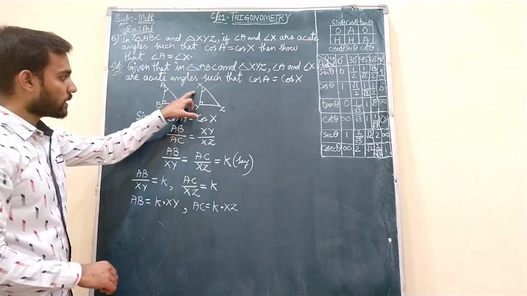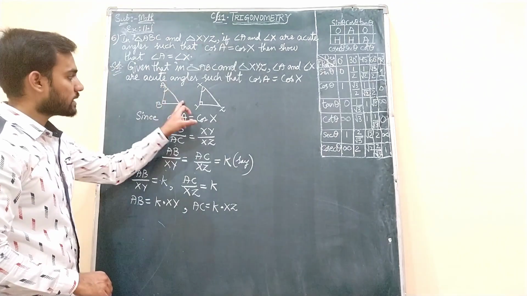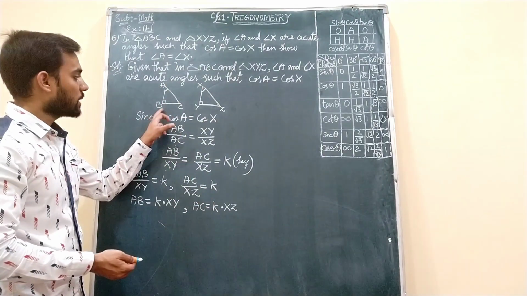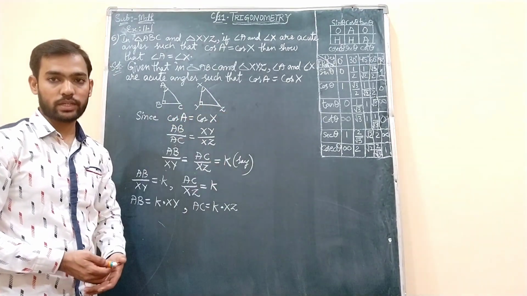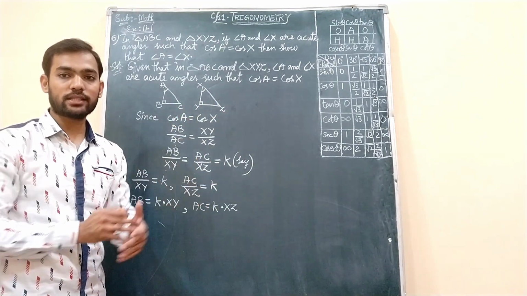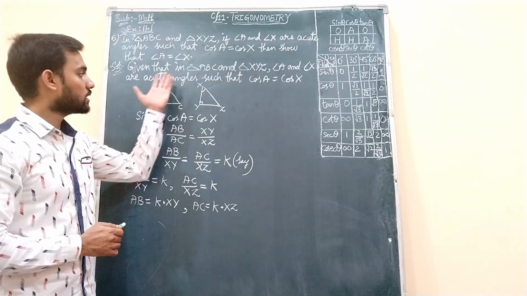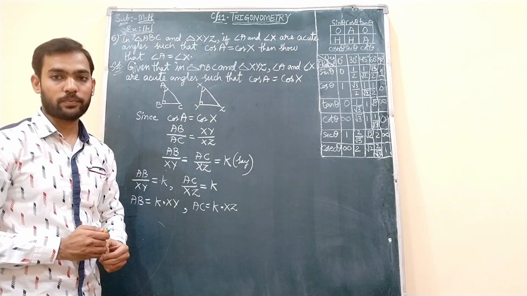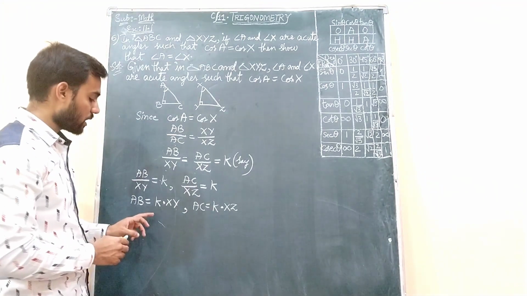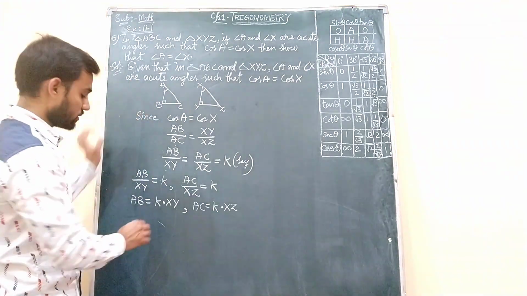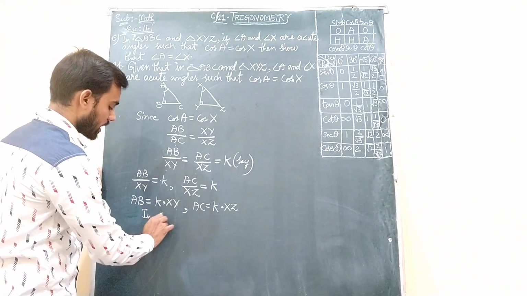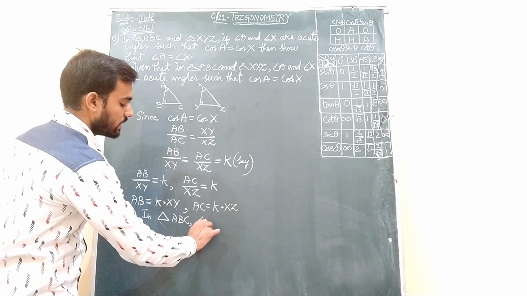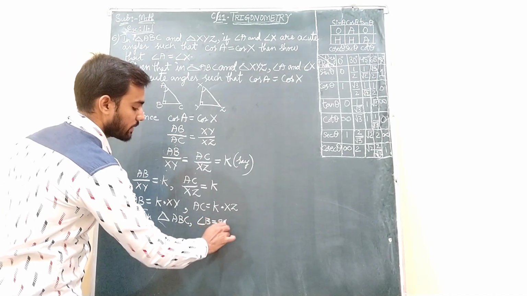See, AB by XY is equal to K, AC by XZ is equal to K. Now our target is to achieve BC by YZ is also equal to K. Then we can say all the corresponding sides are in the same ratio. Then these two triangles will become similar. Then we can say these two angles are equal also. Okay. So what I am doing now, I will take this triangle. In triangle ABC, angle B is 90 degree.